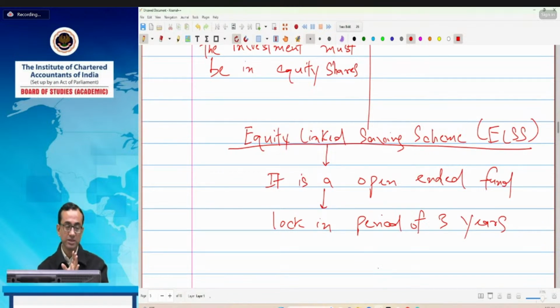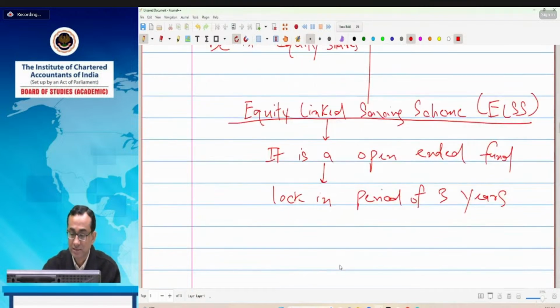For example, if one invests in the month of February 2024, one cannot sell it up to January 2027. So there is a lock-in period of 3 years, and after that, one can sell it. So it is an open-ended fund, this equity-linked savings scheme.